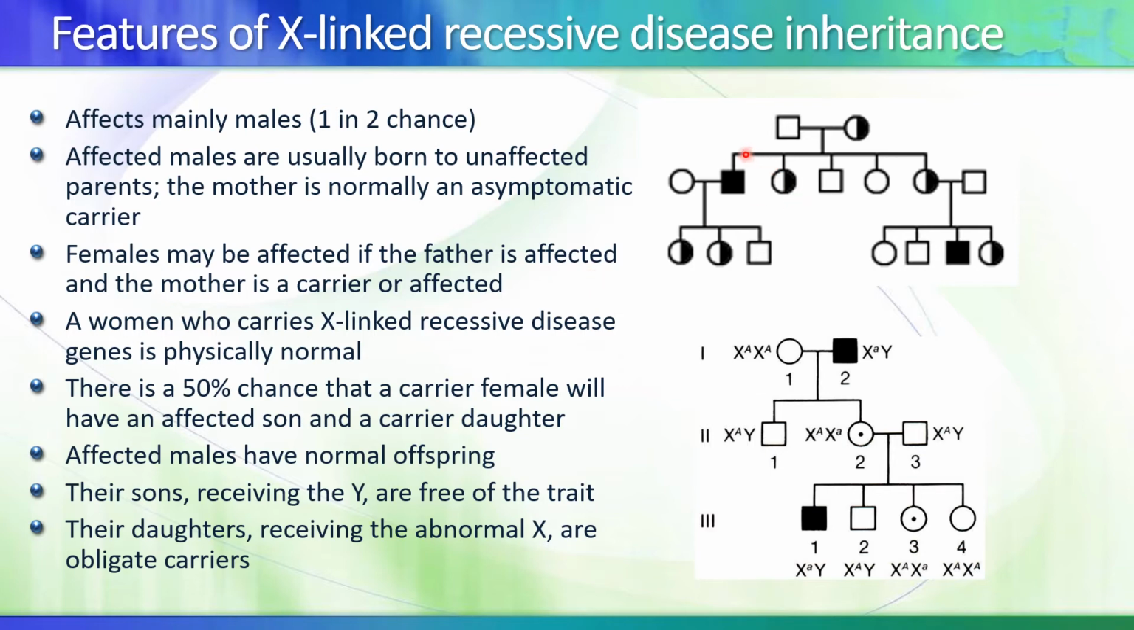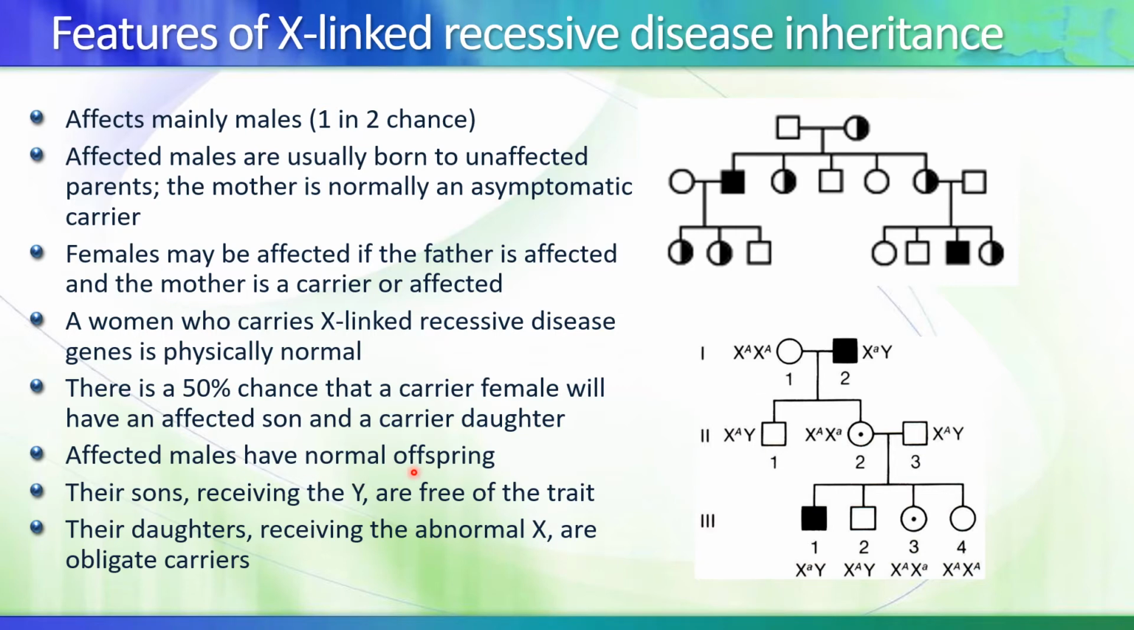Because she's going to take just this one bad X chromosome from the father. Okay. Now, a woman, I have to fix this. A woman that carries an X-linked recessive disease is usually physically normal, but symptoms can appear depending on X chromosome inactivation. Again, there's a 50% chance that a carrier female will have an affected son and a carrier daughter.